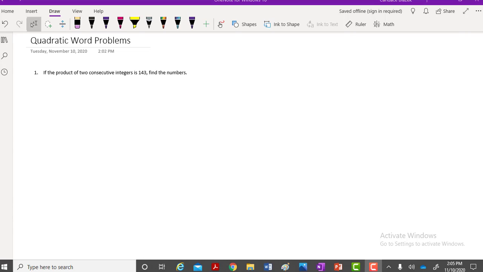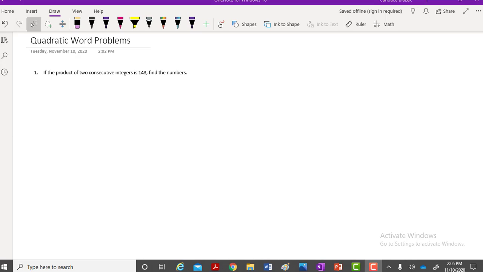I looked at the review today for test 4 and noticed that it's missing a few examples of quadratic word problems. So here are 3 examples that I would encourage you to look at prior to testing.